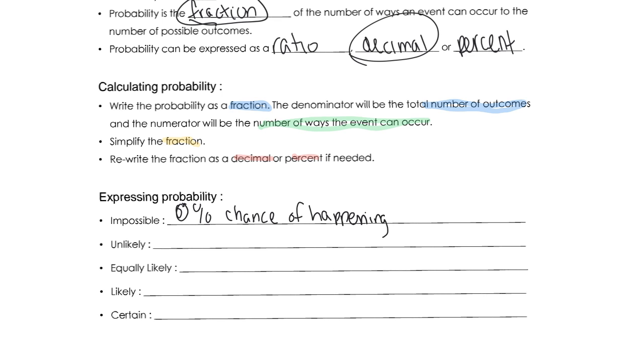I'm going to skip down to equally likely. So that's saying something is equally likely to happen. So we kind of think that it can happen or it can't. So that's really a 50% chance of something happening.